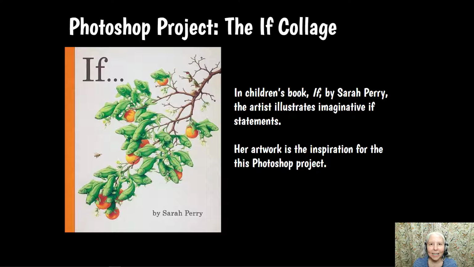Hello everyone, this is the introduction to the If Collage Photoshop project. In this children's book, If by Sarah Perry, she illustrates imaginative if statements. Her artwork is the inspiration for this Photoshop project. We're going to look at a few of the images from the book.